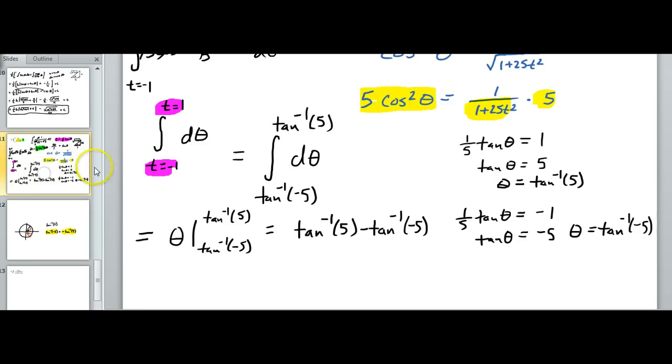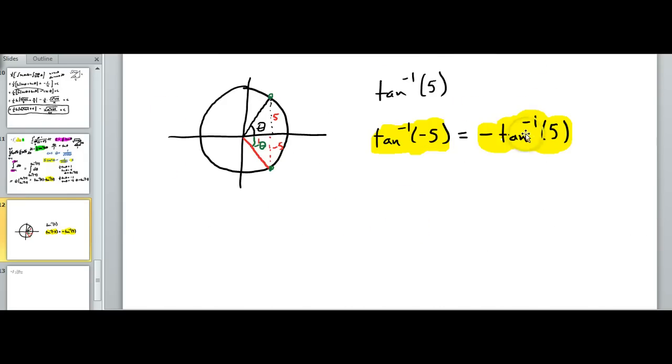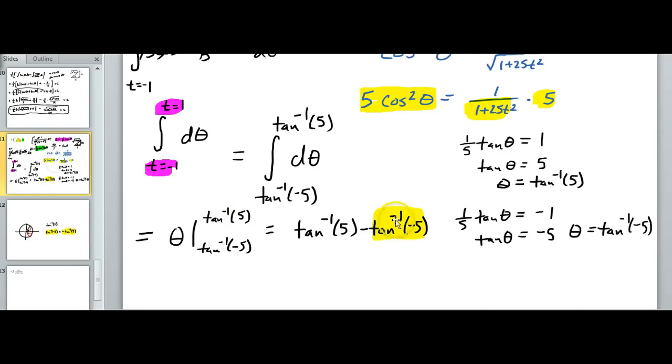So it's the opposite direction. Now going back to this, according to what I just wrote right here, this is the opposite of this.